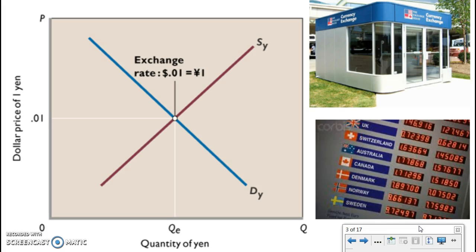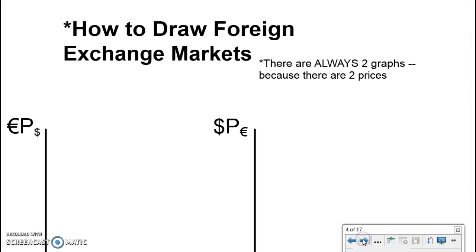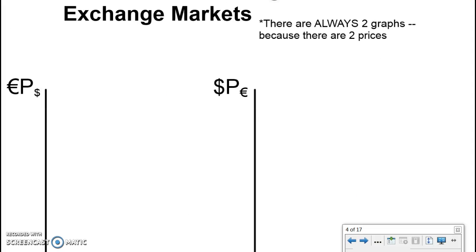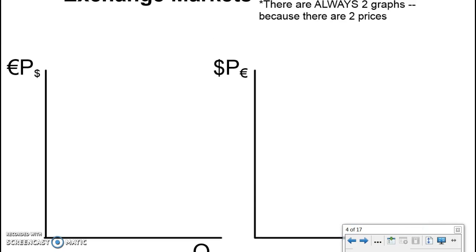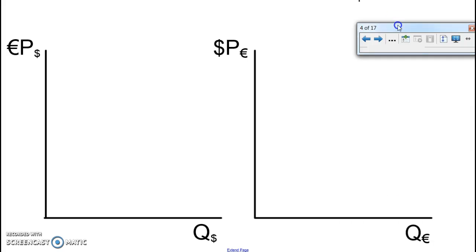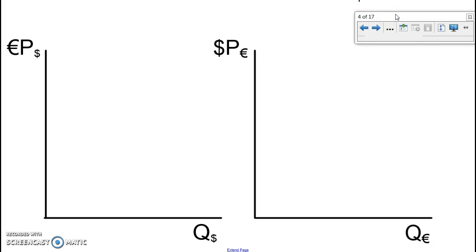So this graph just shows you very simply how we would draw one currency market. If the market was for the yen, we would put the dollar price of a yen, or dollars per yen, on the y-axis, quantity of yen on the x-axis, and then it's a very simple, basic supply and demand, just like we talked about way back in micro. But when we draw foreign exchange markets, we pretty much always draw two graphs. There are always two graphs because there are two prices, and there is no single price against which we can measure other countries' currencies or values.